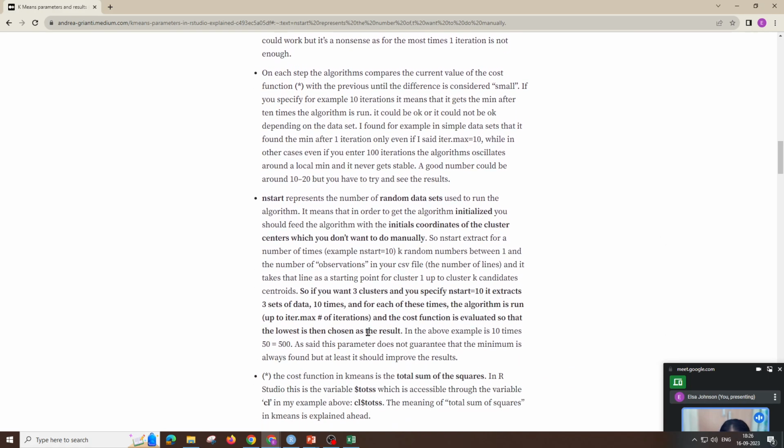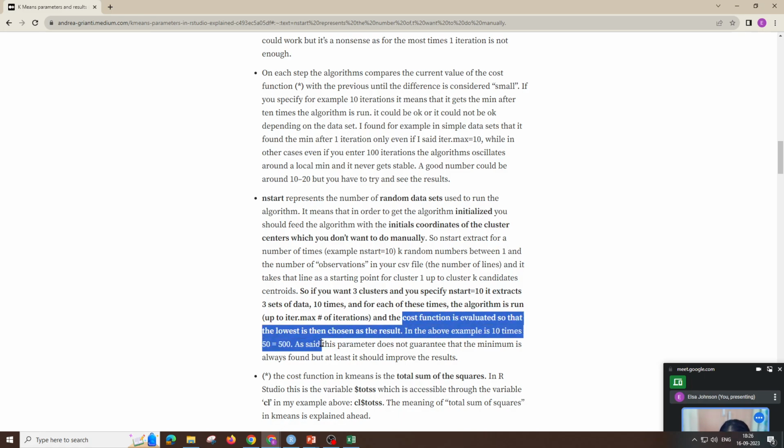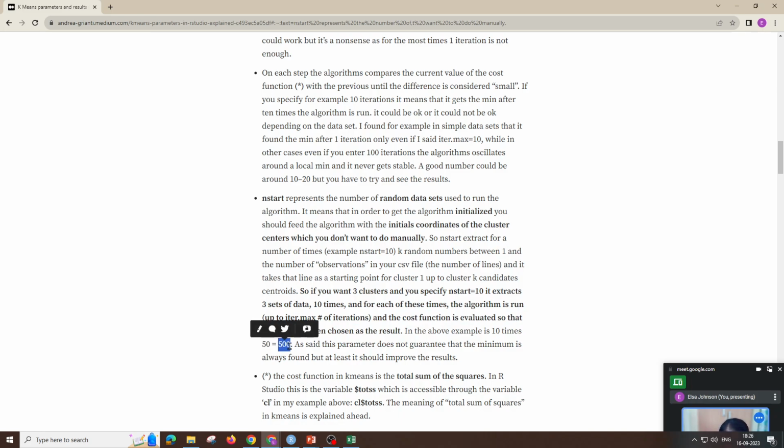So in this particular case the cost function is evaluated 500 times. nstart is given as 10, each of these 10 times 3 sets of data are taken, and this whole process is repeated for 50 iterations. So you will have 500 calculations of the cost function.